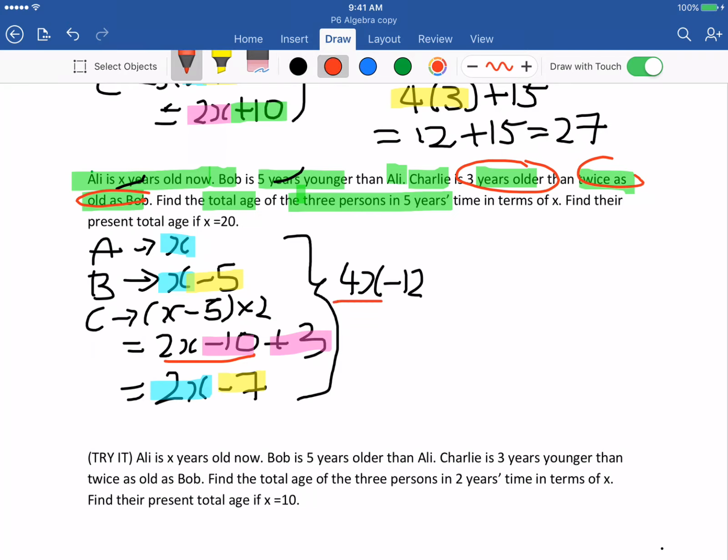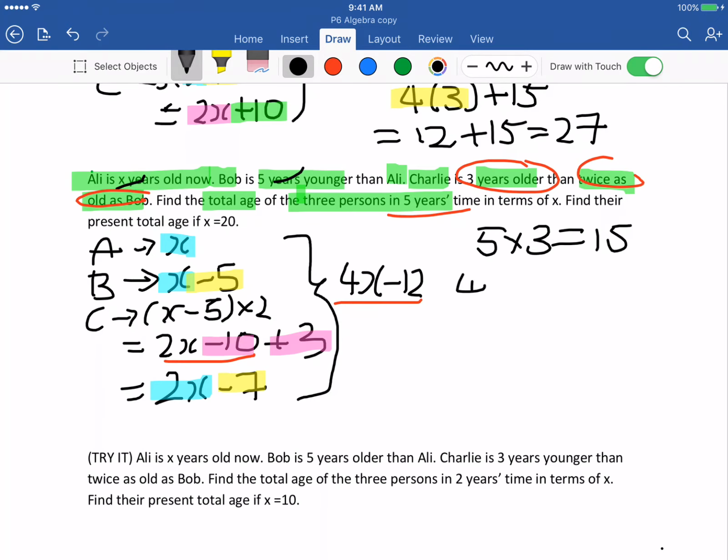So this will represent their total present age. However, the question wants the total age in what? 5 years' time. So in 5 years' time, each person will grow older by what? 5 years old. So what's the total increment in their total age? Total increment will be just take 5 times 3. That's our total increment. So what will be the total age in 5 years' time?